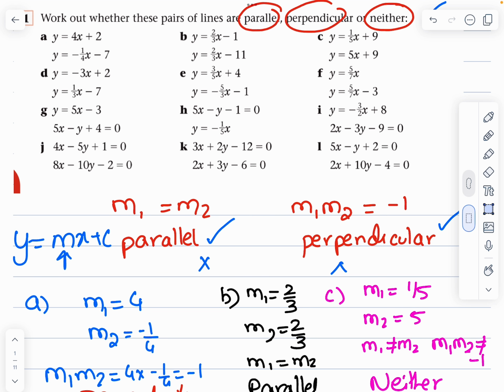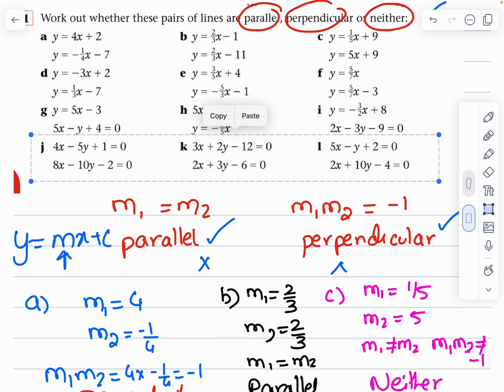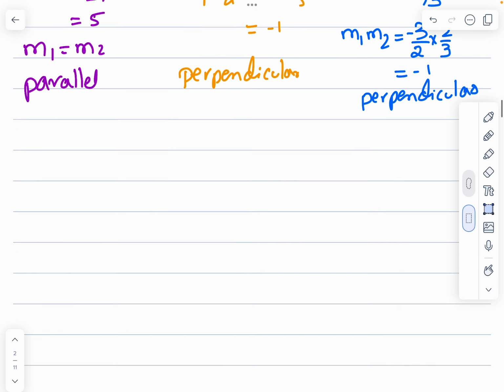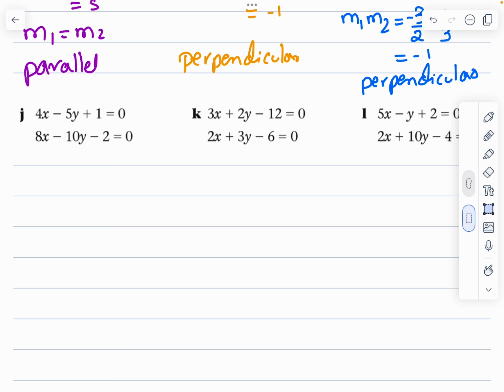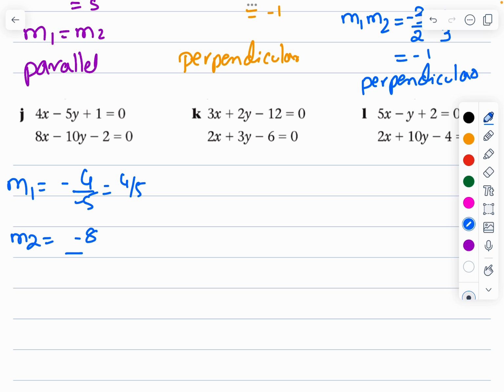And finally, J, K, L. For J, m1 equals -4 upon -5, which is 4 upon 5. m2 equals -8 upon -10, which is again 4 upon 5. m1 equals m2. So therefore they are parallel.